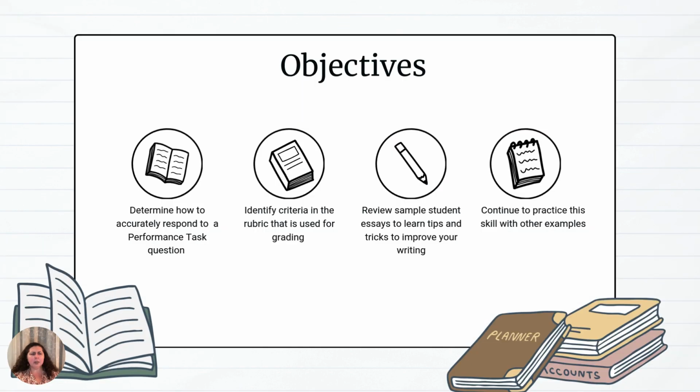For our objectives today, we're going to determine how to accurately respond to a performance task question. We're going to identify criteria in the rubric that's used for grading. We're going to review sample student essays to learn tips and tricks to improve your writing. And of course, we're going to continue to practice this skill with other examples.